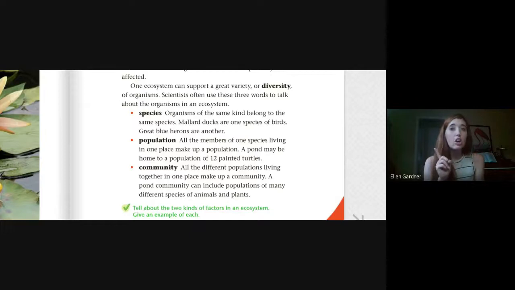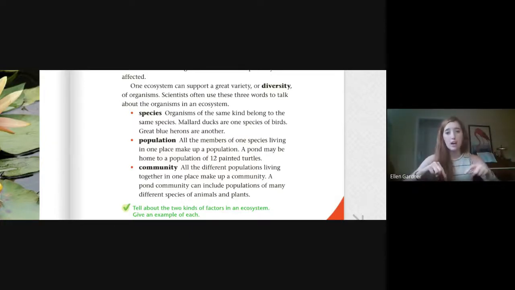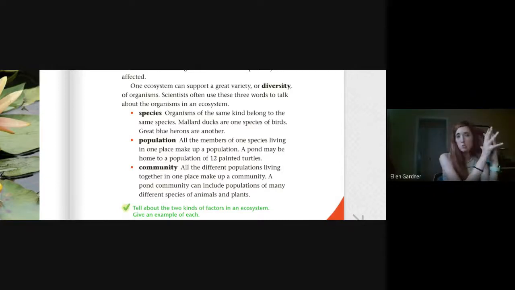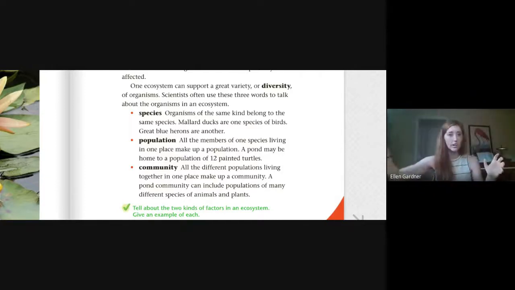Now, species are organisms of the same kind. Like mallard ducks are one species of birds. Great blue herons are another. So are all birds one species? No, it's more precise and a smaller group than that. All mallard ducks are one species. Blue herons, great blue herons, that's another species. So it's one specific part of that classification that we talked about in our last unit.